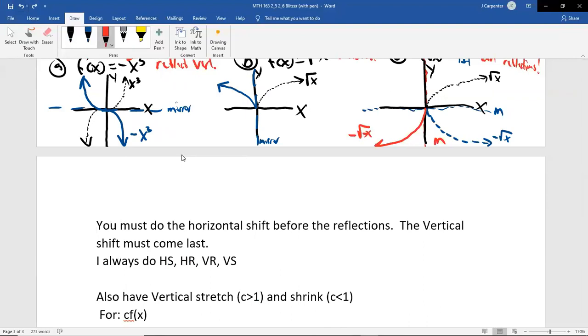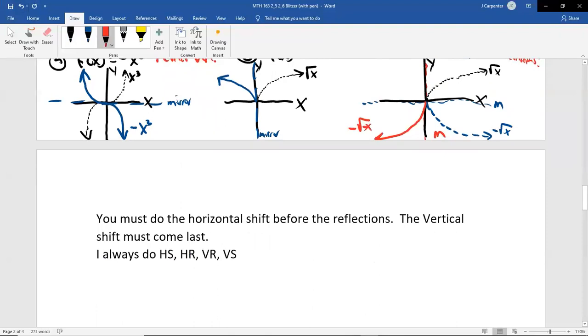So the order matters when you have shifts and reflections. One more time, the order matters when you have shifts and reflections. Just shifts, order doesn't matter. Just reflections, the order doesn't matter. But unfortunately, the way we mirror things, if we move right and then mirror, that's different than if we mirror and then move right. And then same for the vertical. So you must do horizontal shifts before reflections, and the vertical shift must be done last.